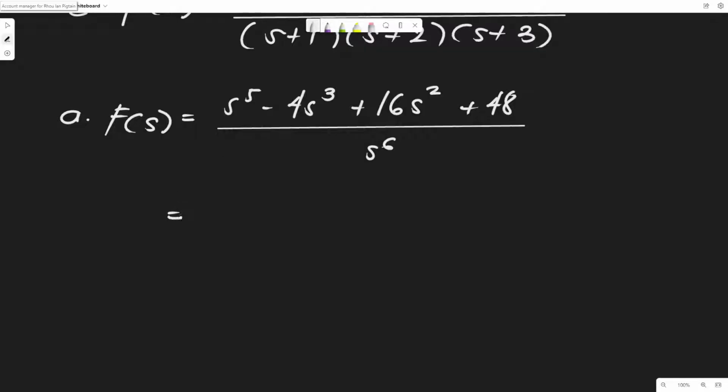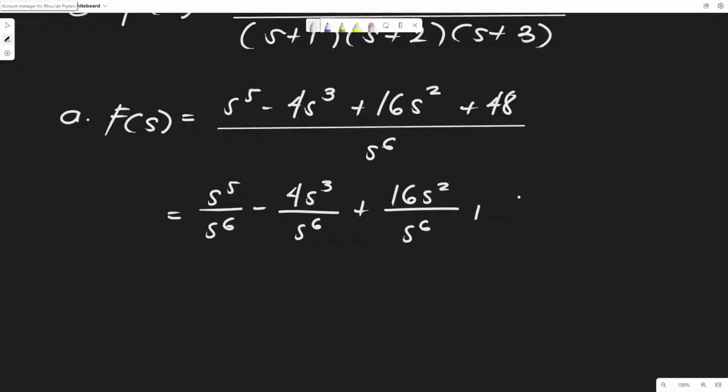So this will become s raised to 5 over s raised to 6 minus 4s cubed over s raised to 6 plus 16s squared over s raised to 6 plus 48 over s raised to 6. Okay, tapos simplify nyo lang. Algebraic simplification lang. So, this will become just 1. Oops, sorry. Yung s cube lang ang ika-cancel natin para dito ay maging cube din. Then, s squared over s to the 6 magiging 4.